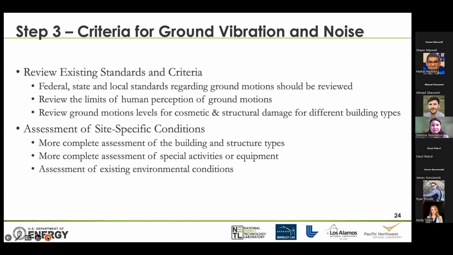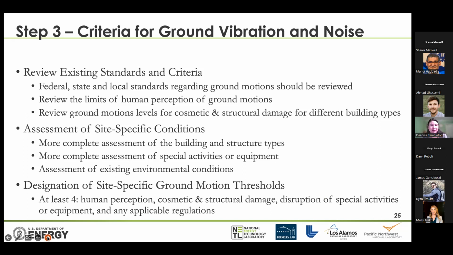There needs to be an assessment of site-specific conditions. And so we list what kinds of conditions we're talking about. That includes buildings and structure types. Are there any special activities that are happening, medical or research or different equipment? And then also take a look at the existing environmental conditions. Just as an example, the building codes in California are probably completely different to the building codes in regions that have not typically had natural tectonic seismicity. And so those need to be taken into account as well.